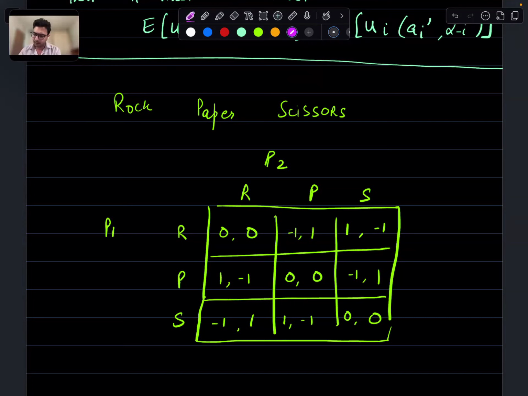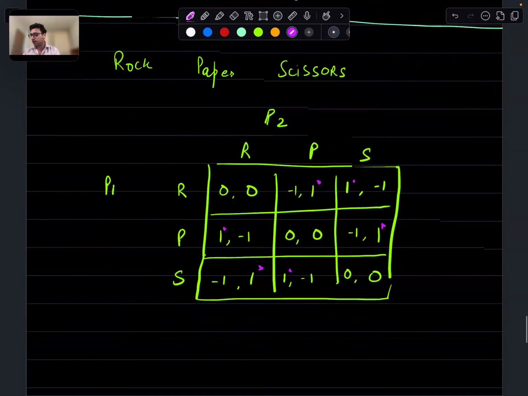Let's look at best responses. If player 2 chooses rock, you want to choose paper. Player 2 chooses paper, player 1 wants to choose scissors. Player 2 chooses scissors, player 1 wants to choose rock. If player 1 chooses rock, player 2 wants to choose paper. If player 1 chooses paper, player 2 wants to choose scissors. If player 1 chooses scissors, player 2 wants to choose rock.